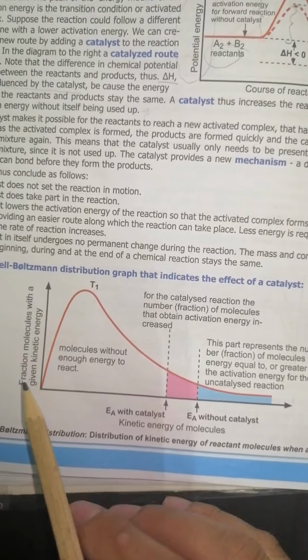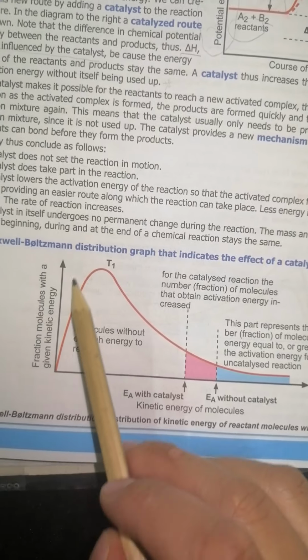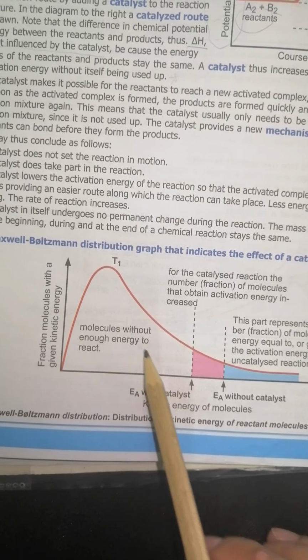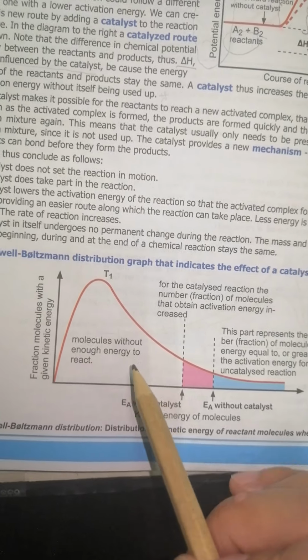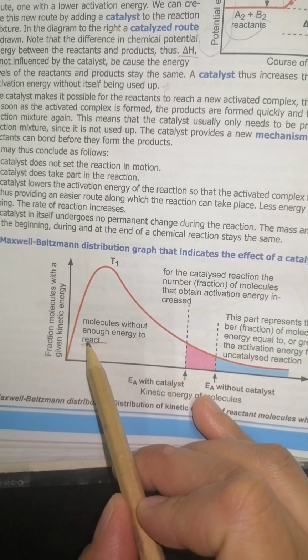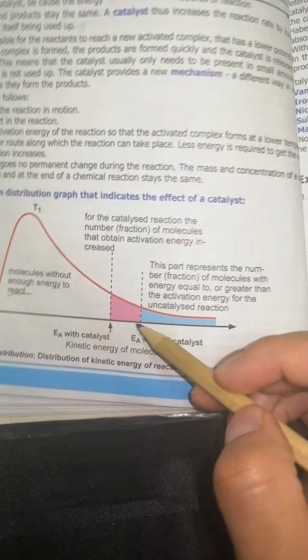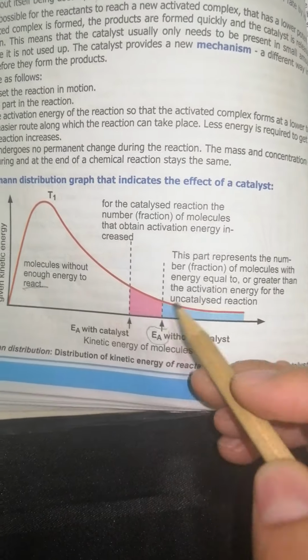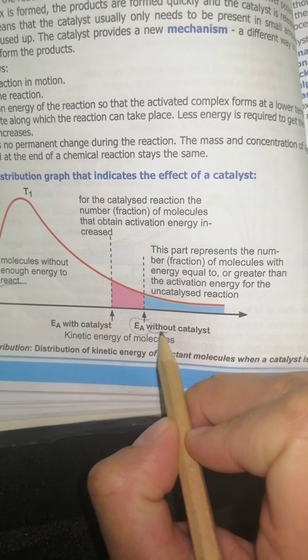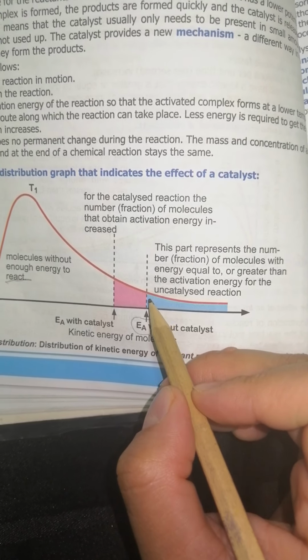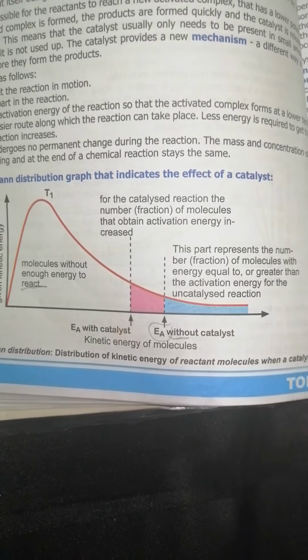Now, let's look at this graph here. So again, it looks exactly the same. You have the graph, then you have this white part. This is all of the molecules that don't have enough energy, so they are not going to react. And then you have activation energy here, which is without a catalyst. And this part is the part corresponding to the blue shaded area.